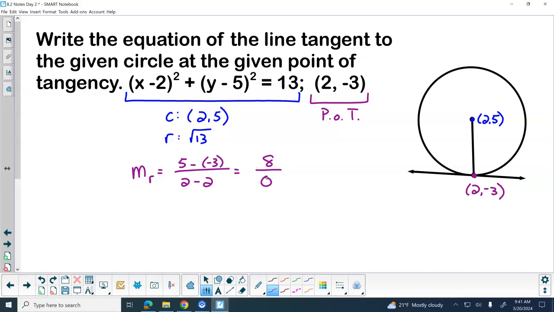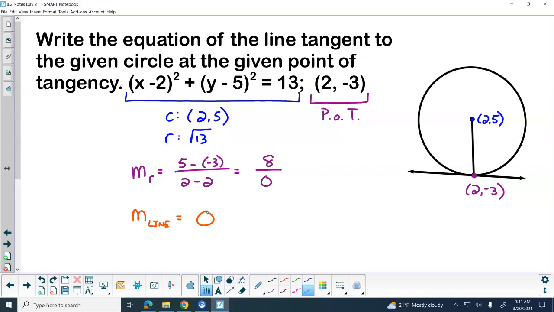Agree? Okay, so then what's the slope of my line? What? 0. Because if I flip it, it becomes 0 over 8. If I negate it, negative 0 over 8. So opposite reciprocal is negative 0 divided by 8, which is still just 0.